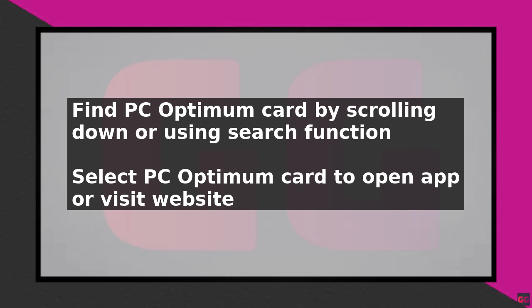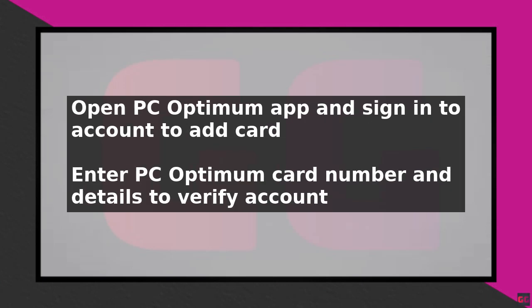After selecting the PC Optimum card, you will be prompted to open the PC Optimum app or visit the PC Optimum website to add your card to the Wallet app. If you do not have the PC Optimum app, you can download it from the App Store. Once you have the PC Optimum app open, sign in to your PC Optimum account and navigate to the section that allows you to add your card to the Wallet app.